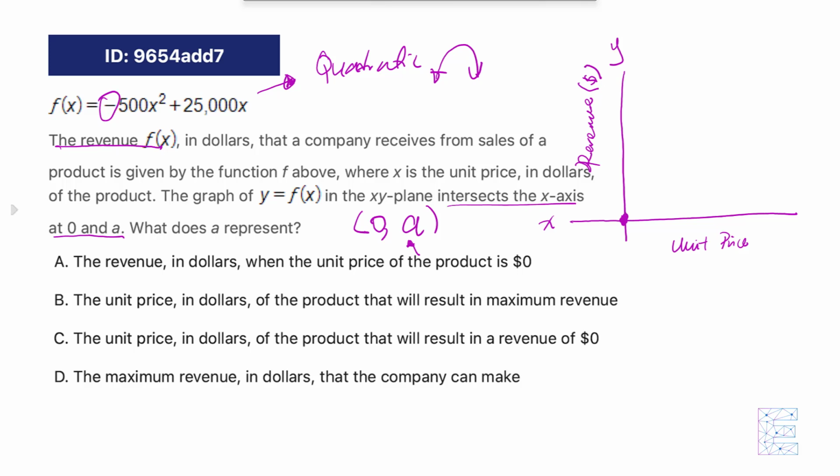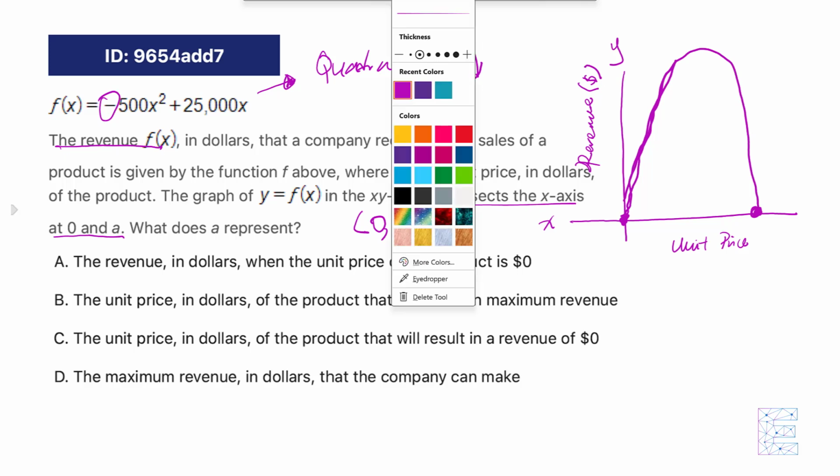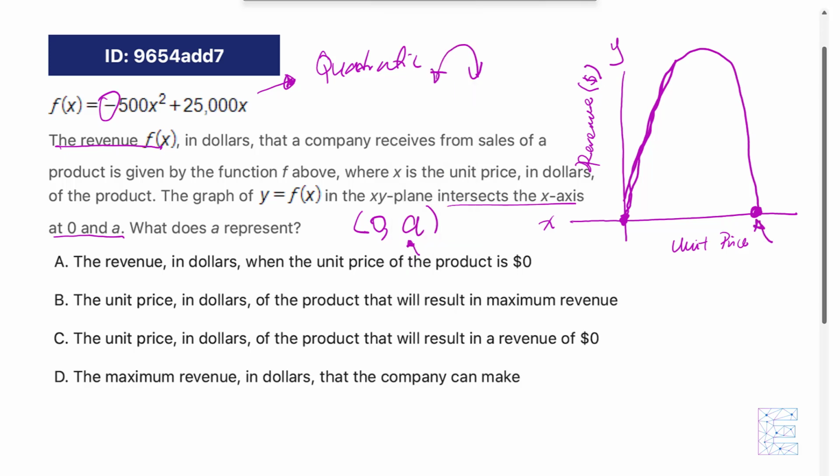So if you are to sketch this on an x and y plot, the graph would look like that, an upside down graph. So (0, 0) would be if you charge 0. I mean, if your price was 0, then you're not selling anything. But then what the question is really asking is about this second intercept over here. They're saying this is (0, a). So what does that mean?